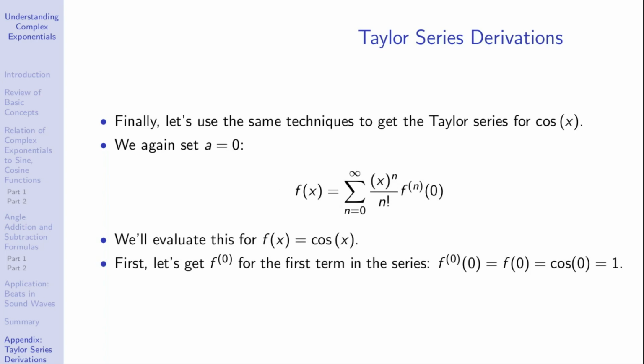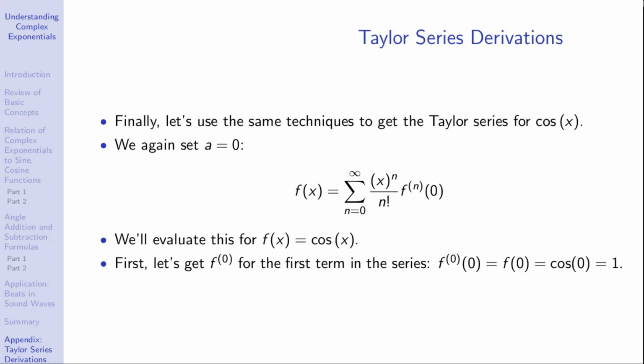Okay, finally, let's use the same techniques to get the Taylor series for cosine of x. We again set a equal to 0. So again, we're starting with f of x equals the sum over n from 0 to infinity of x to the n over n factorial times the nth derivative of f evaluated at 0. We'll evaluate this for f of x equal to cosine of x.